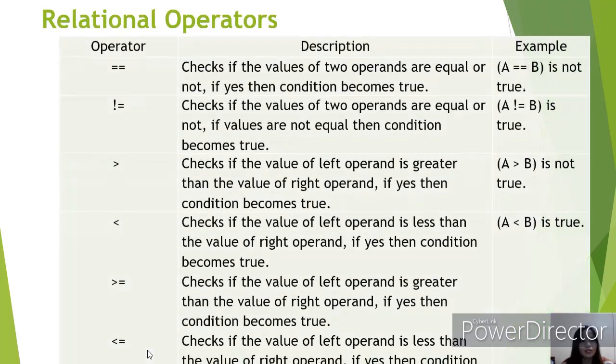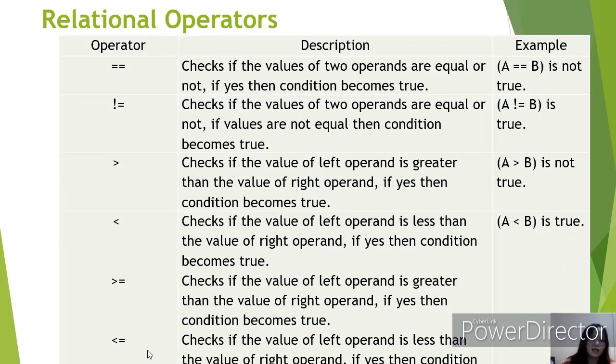Then, relational operators. The table below shows the relational operators, their descriptions, and examples. I just want to reiterate that if you mean equal to, it has to be double equals, because if you use just one equals sign, it means assignment operator. So, this is not equal to, greater than, greater than or equal to, less than or equal to.